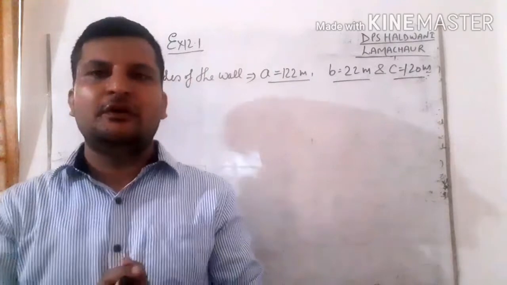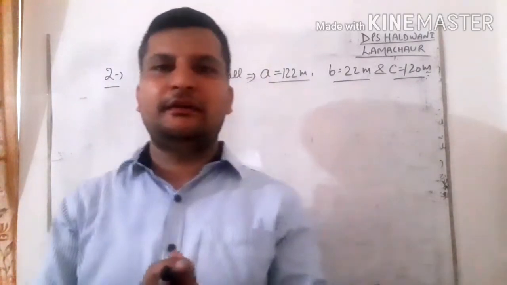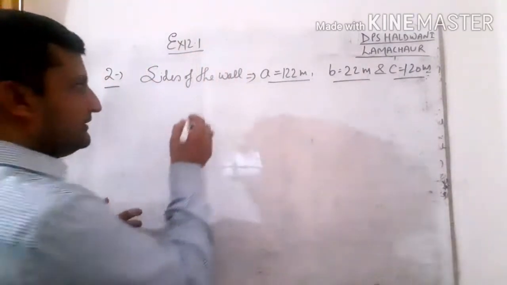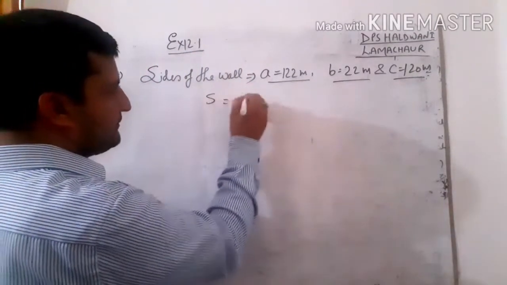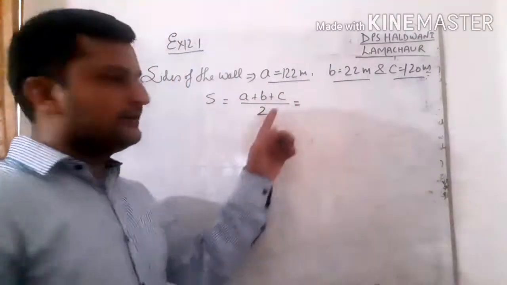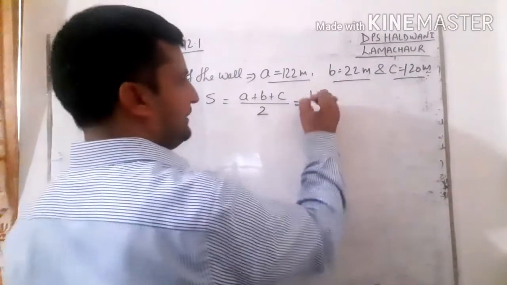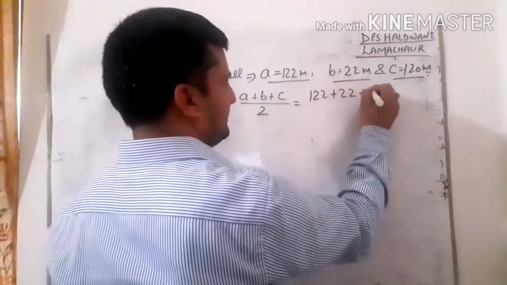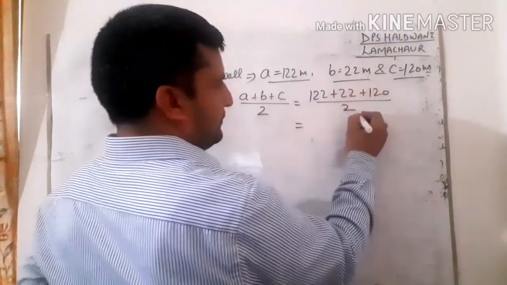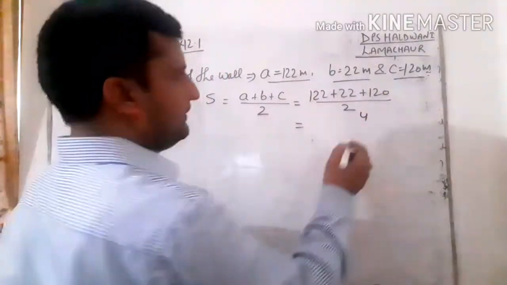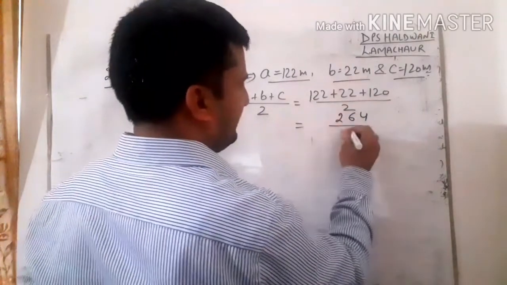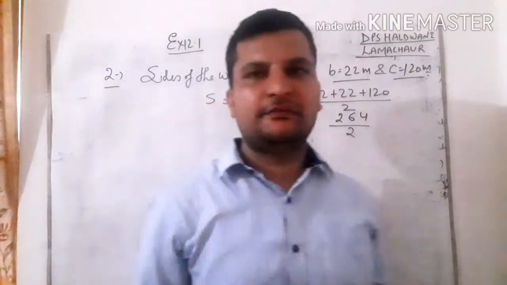So what we have to do? We have to use the formula for finding the area of a triangle, Heron's formula. For Heron's formula, what we have to do? S is equal to A plus B plus C by 2. So students, A plus B plus C by 2, again 122 plus 22 plus 120 upon 2, that is 264.